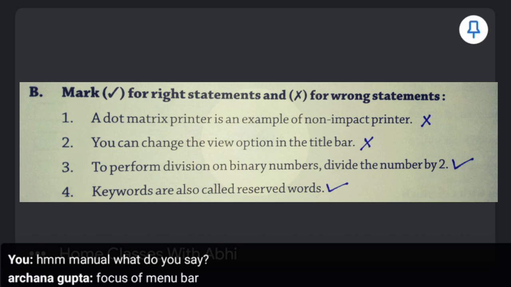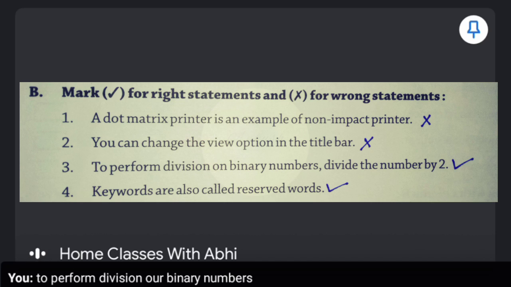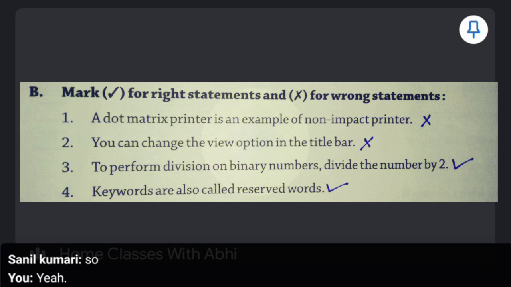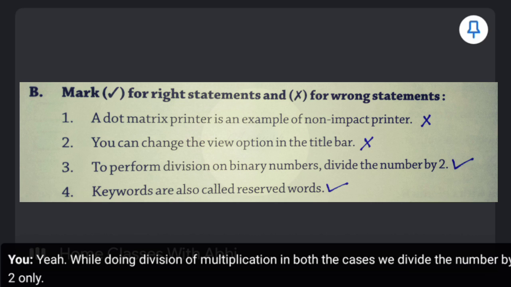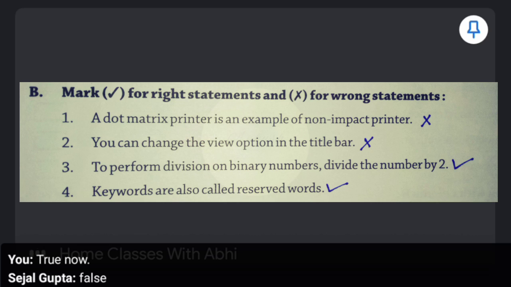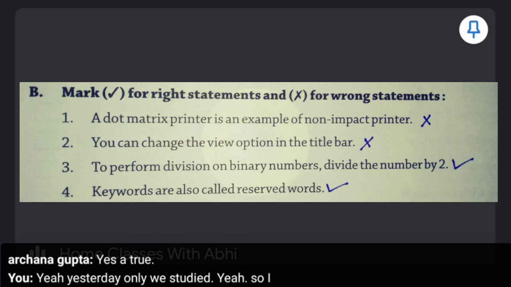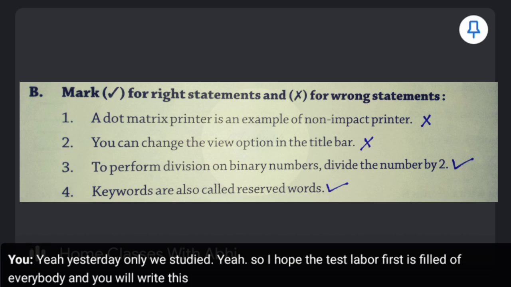To perform division on binary numbers, divide the number by 2. True, yeah, correct. While doing division or multiplication, in both cases we divide the number by 2 only. Keywords are also called reserved words. True. Yesterday we studied it. So I hope everybody has filled in the first test paper and you will write these questions and answers in your fair note also.